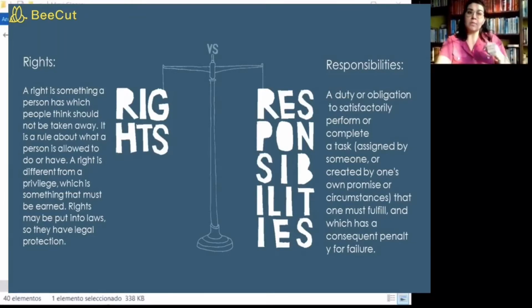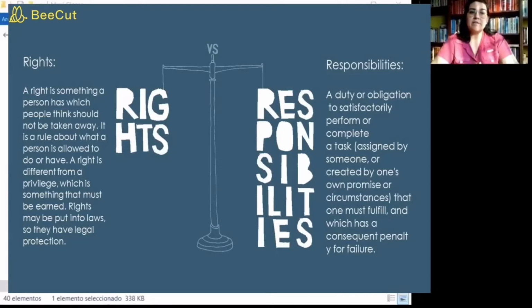But rights are different, because a right is something which people think should not be taken away. It is a rule about what a person is allowed to do or have. When we are talking, for example, of human rights, the human rights are included in our life when we are born. It's part of our life.